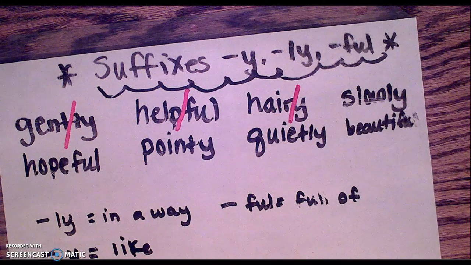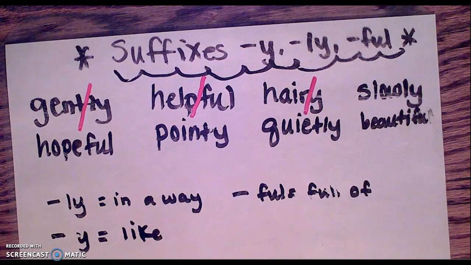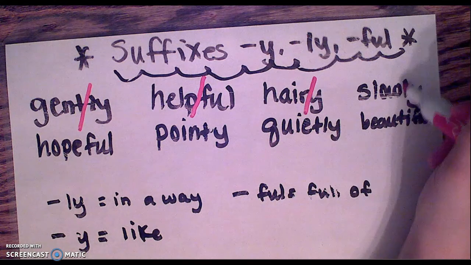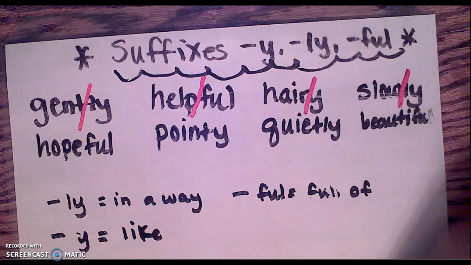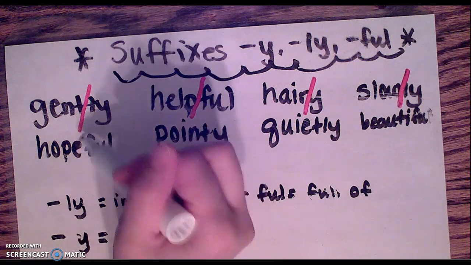Next is the word slowly. First you say it slowly. Clap it out. Where would we put our slash? In between slow and ly. Next is hopeful. Everyone say it. Let's clap it out. Where would we put our slash? In between hope and full.